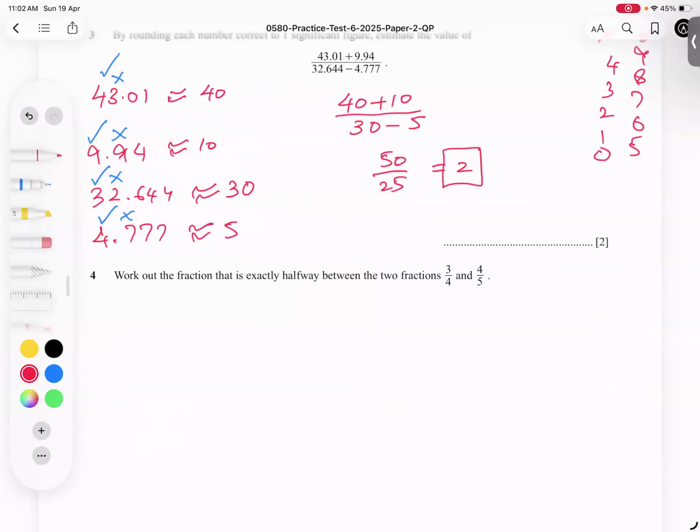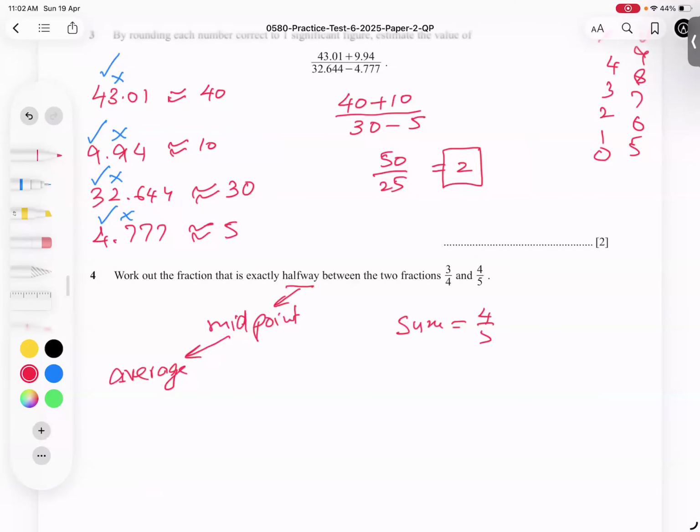Now work out the fraction exactly halfway between the two fractions. Halfway is called a midpoint. Midpoint is also called average. How to get the average of two numbers? You add them, divide by 2. So it means first I add them. And what is the midpoint? So first of all, the sum. What is the sum? The sum is very clear.